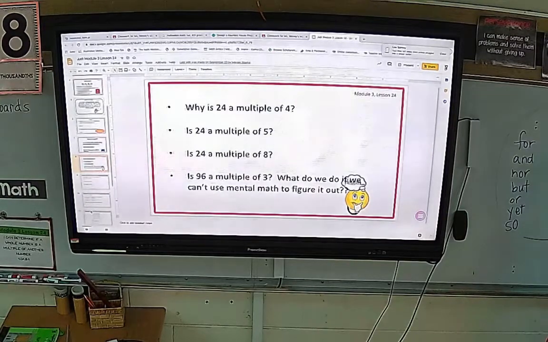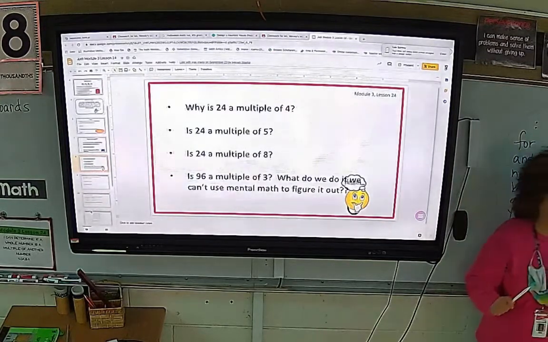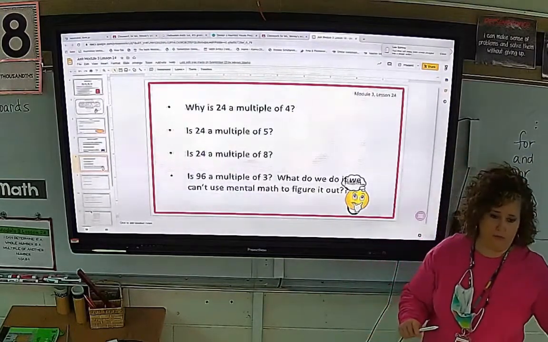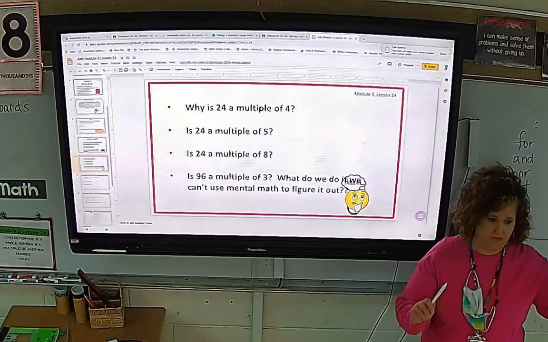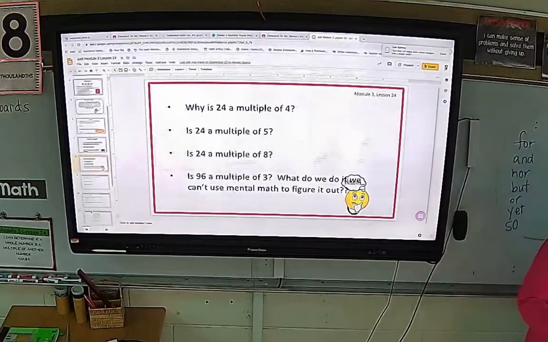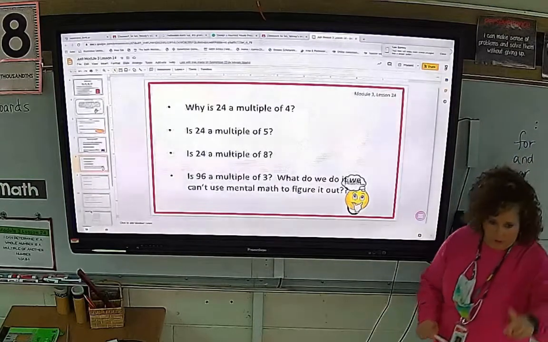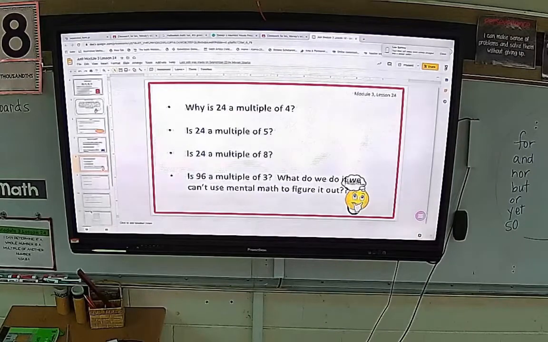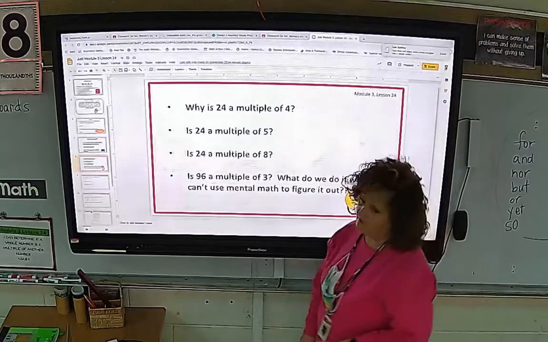And what else? What can you tell me about multiplication and 4s and 24? 4 times 6 equals 24. When I multiply my numbers, 4 times this and 4 times this, 4 times 6 is going to get me 24.